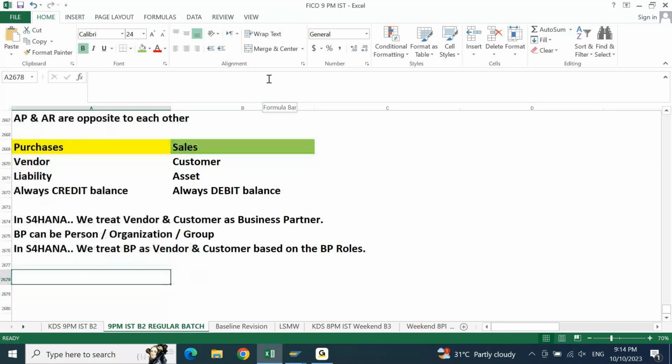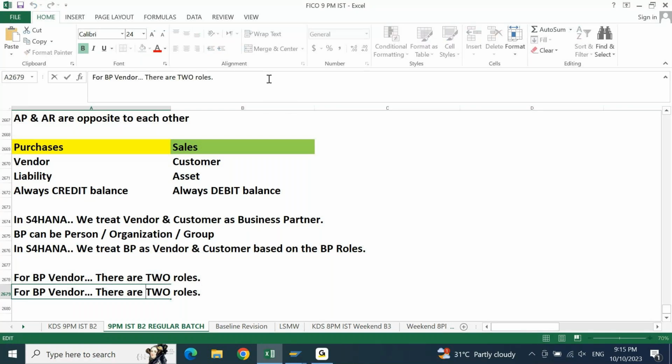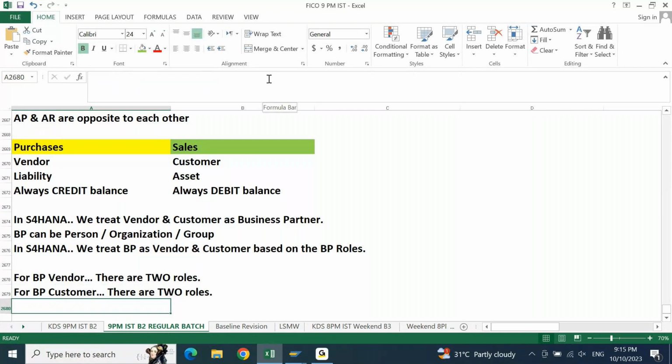Again, when you are treating me as a vendor, there are two separate roles. When you are treating me as a customer, there are two separate roles. For BP vendor, there are two roles. Similarly, for BP customer, there are two roles. Now we need to understand why vendor has two roles and why customer has two roles. There is a different purpose.